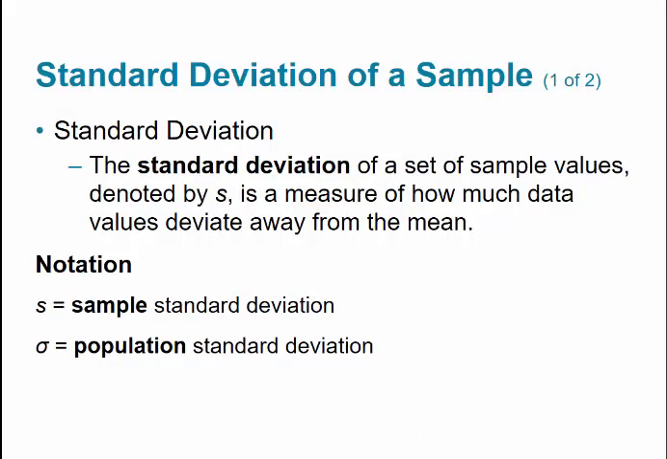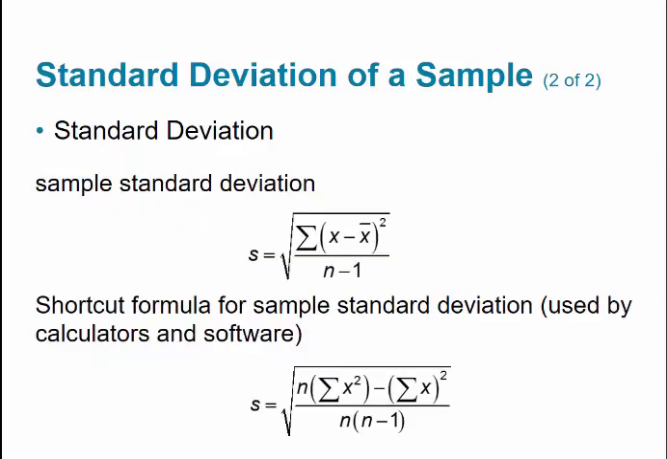So the next thing we're going to talk about is the standard deviation. The standard deviation of a set of sample values, denoted by lowercase s, is a measure of how much data values deviate away from the mean. So some notation: lowercase s is the sample standard deviation. Sigma is the population standard deviation. The formula for the standard deviation for a sample is s equals the square root of the summation of (x minus x bar) squared divided by n minus 1.